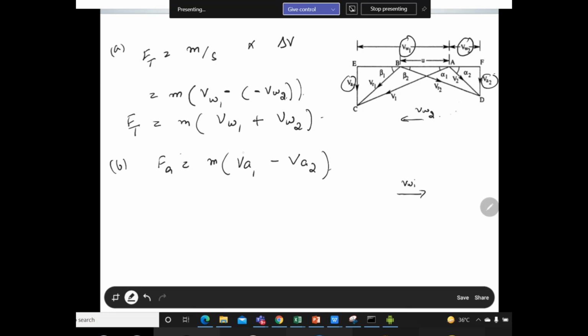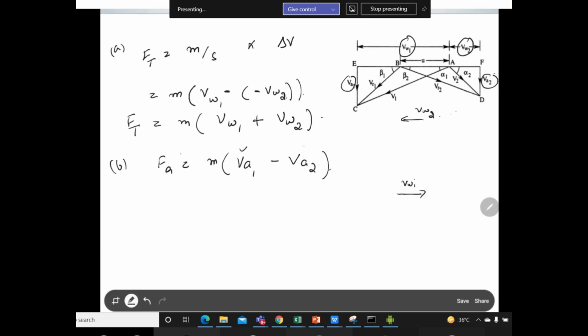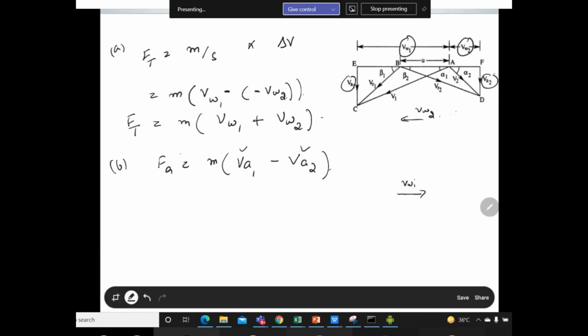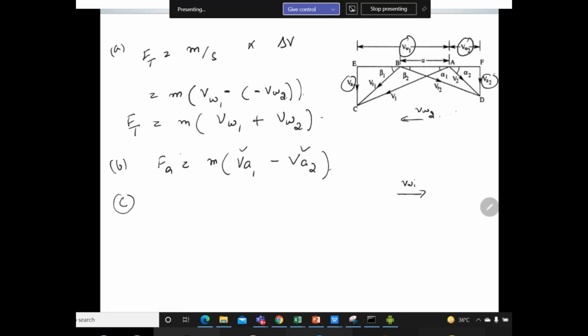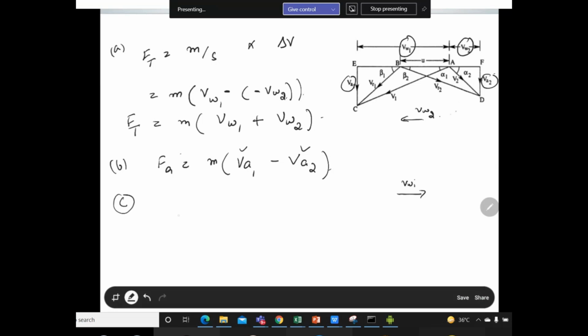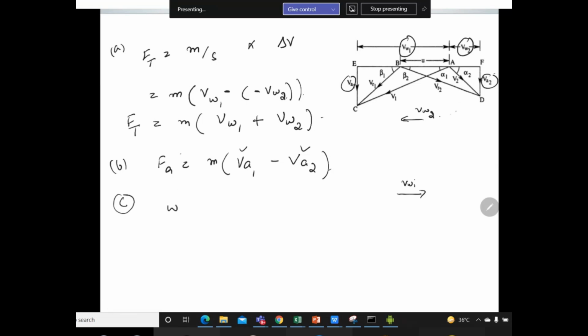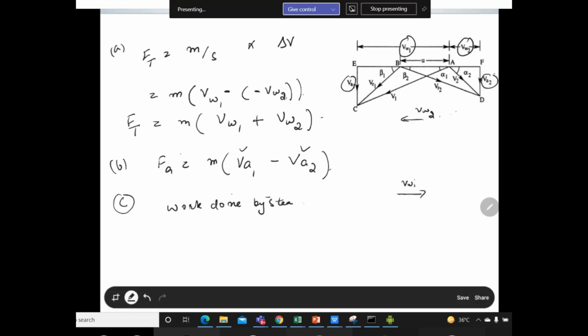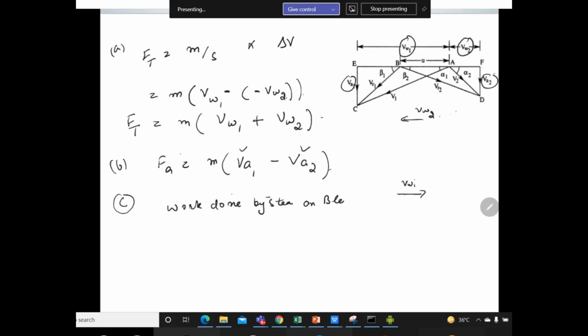So if we have the axial velocity component at inlet and at outlet, and the mass per second, we can easily find the axial force. Okay, so here now we have the C. C is basically the work done by steam on blades.